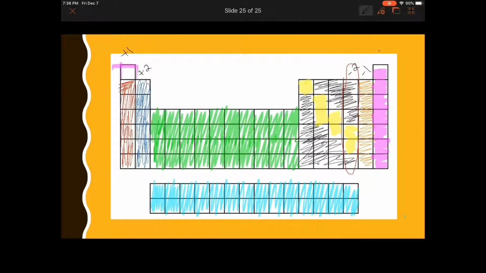So this concludes the lesson for today. Now you should have a nicely colored periodic table with a legend. This will be a nice tool to have for the rest of this class and in the future. I hope you enjoyed this lesson and have a great day.